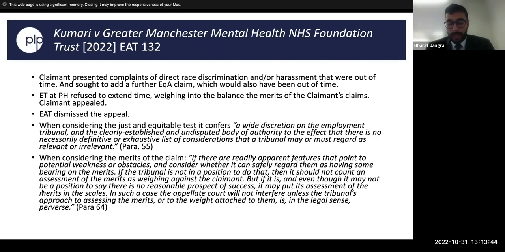If, however, the tribunal do have appropriate information and they do take it into account, quite interestingly, the appeals tribunal has set out that the appellate court would not interfere with that approach to assessing the merits or the weight attached to them, unless it is in the legal sense perverse.